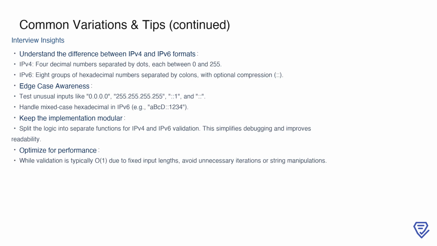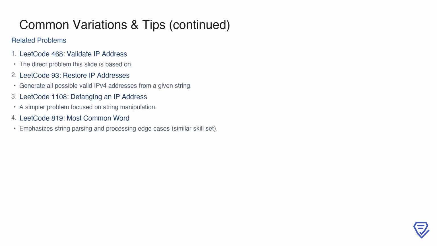Once you understand how to validate IP addresses, you might want to explore related problems to deepen your skills. LeetCode 468, the problem we're focusing on, is directly about validating IP addresses. LeetCode 93, Restore IP Addresses, takes this further by asking you to generate all possible valid IPv4 addresses from a given string. Another related problem is LeetCode 1108, Defanging an IP Address, which is more about simple string manipulation. Finally, there's LeetCode 819, Most Common Word, which emphasizes string parsing and handling edge cases, a skill set that overlaps significantly with IP address validation. These problems provide an excellent opportunity to practice similar concepts in different contexts.